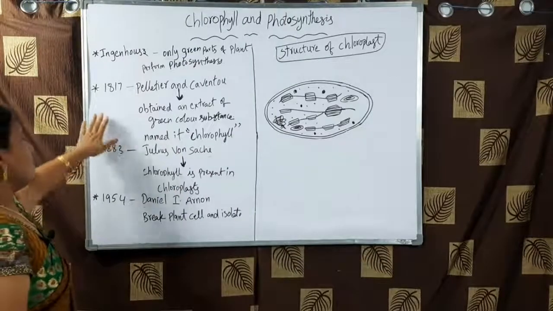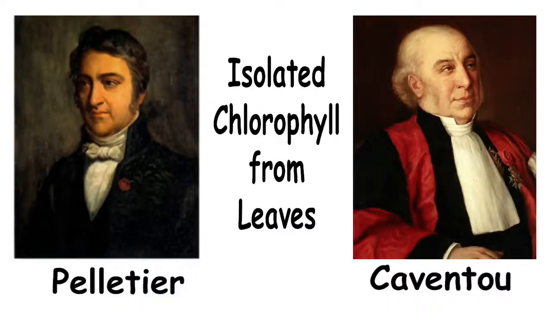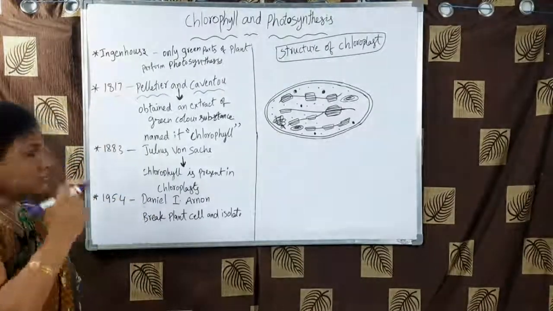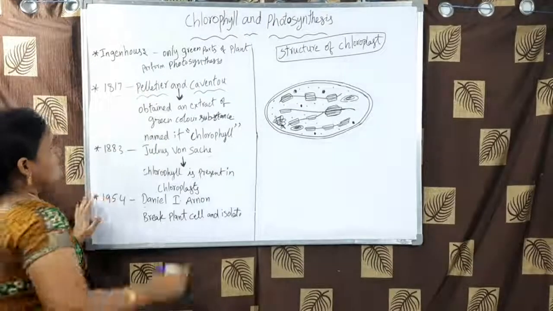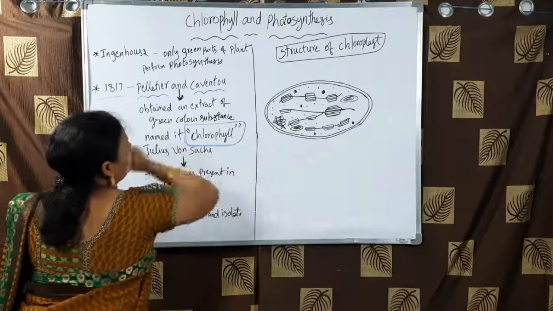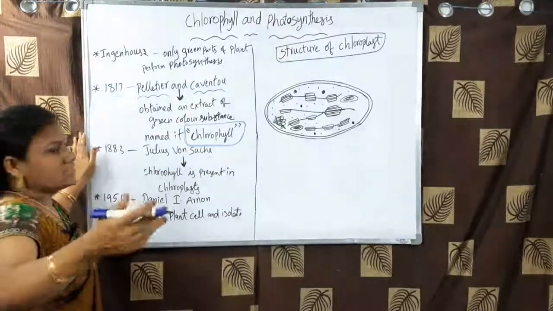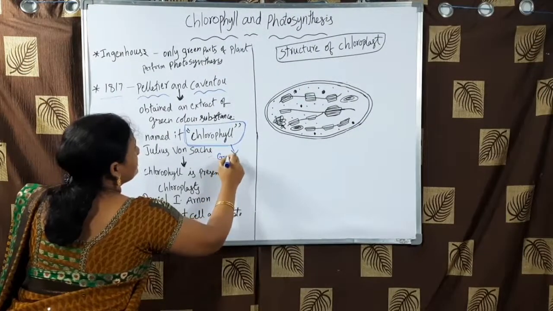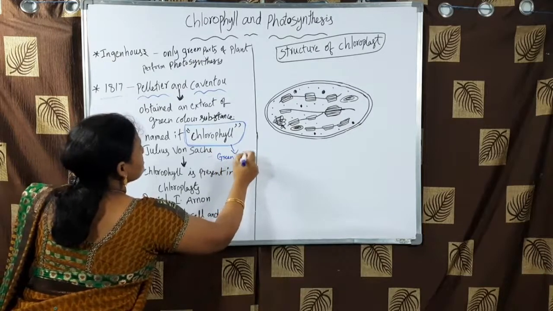till 1817. In this year, two scientists named Pelletier and Caventou obtained a green colored extract from green leaves. They obtained a green colored substance from the green leaves. What is that green colored substance? They named it chlorophyll. Chlorophyll means green leaves.